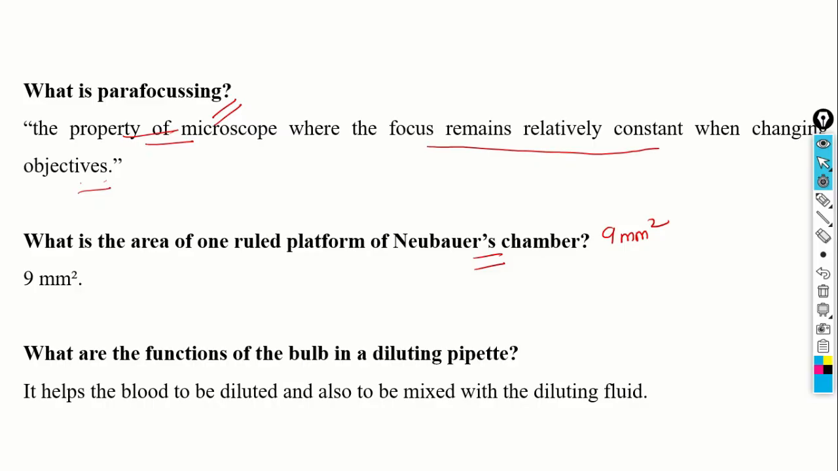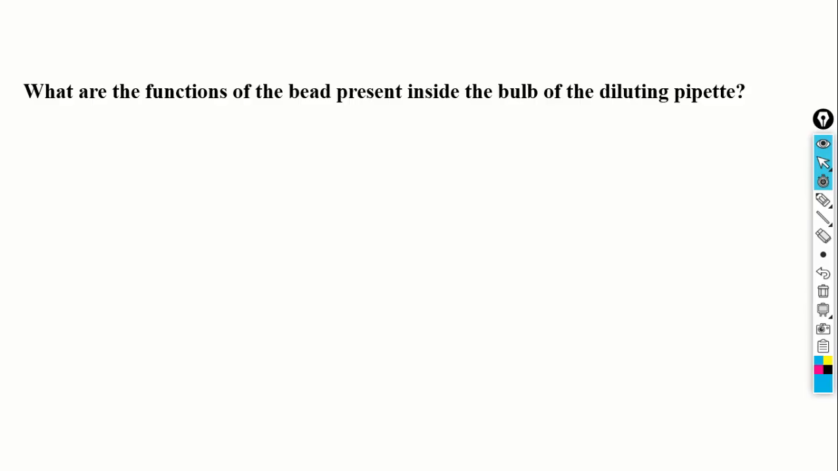And we can ensure whether the pipette is dry or wet. If the bead is freely moving, the pipette is dry. If it is sticking to one part, it is wet. And then it helps to mix the blood with the diluting fluid. So what are the functions of beads?